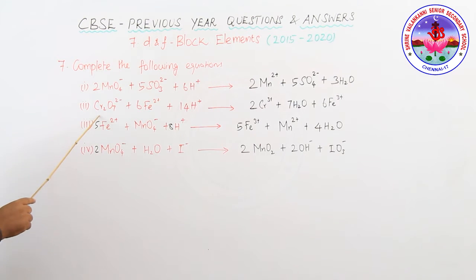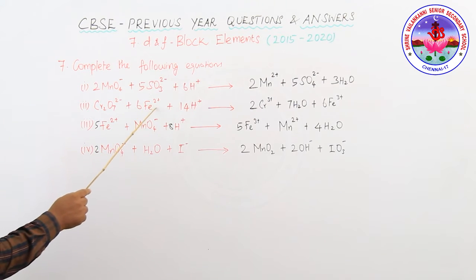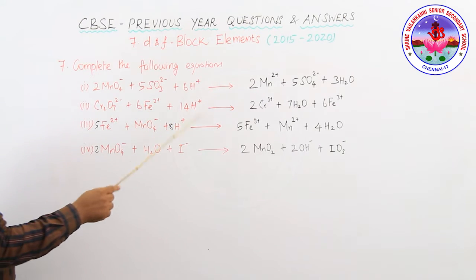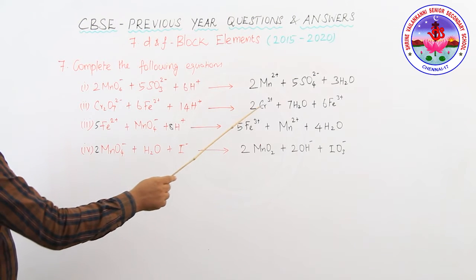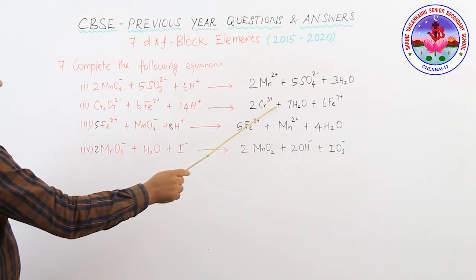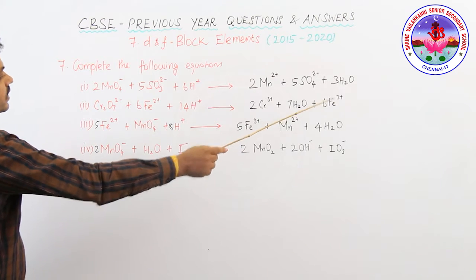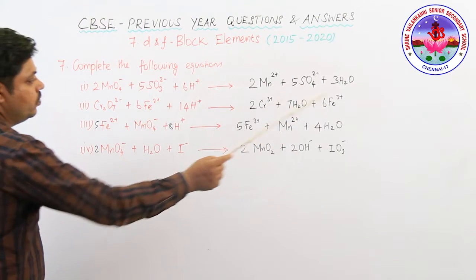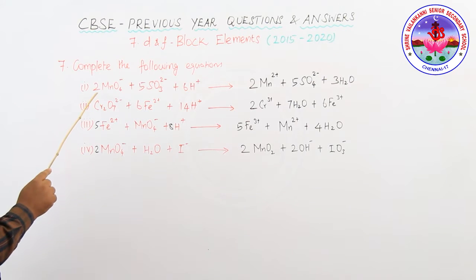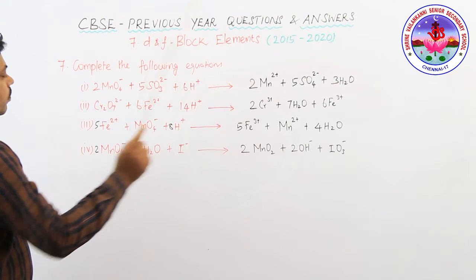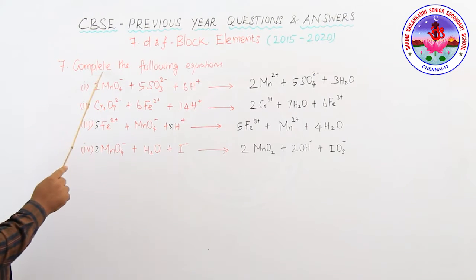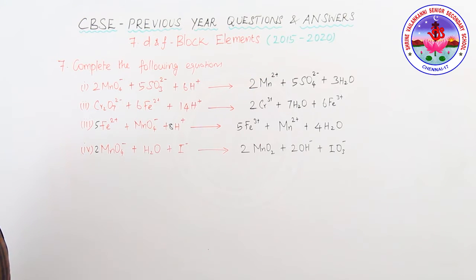Then the second question: Cr2O7 2 minus, the dichromate ion, reacts with 6 moles of Fe2 plus, ferrous ion, and 14 moles of H plus, the acid, to give what? Here, 2 moles of Cr3 plus ion, 7 moles of water and 6 moles of Fe3 plus ion. Here the iron is oxidized from 2 plus to 3 plus state. Chromium is reduced to chromium 3 plus: here the plus 6 state, here the plus 3 state. And also here MnO4 minus is in plus 7 oxidation state, here plus 2 oxidation state.